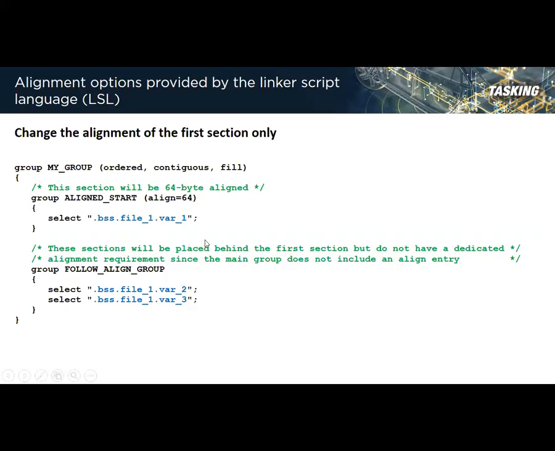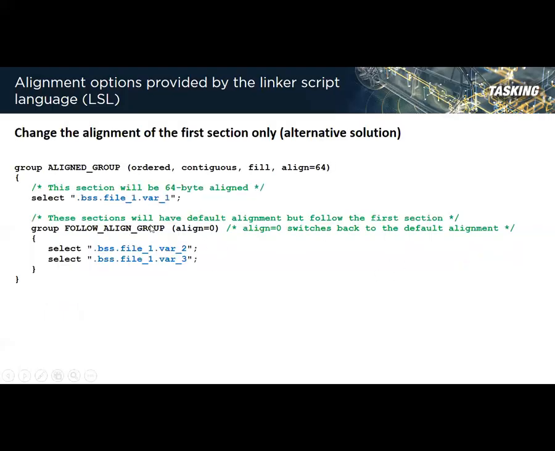The same can be achieved using this, where there is one main group with align equal 64 for 64 byte alignment for the first section. And then a subgroup is introduced where the alignment is changed. By default, the subgroup inherits the alignment of the main group. So typically the subgroup would inherit the align entry of 64, but it's possible to overrule it. So you can apply align equal 0, which means the linker can apply the default alignment to all sections selected in this subgroup.